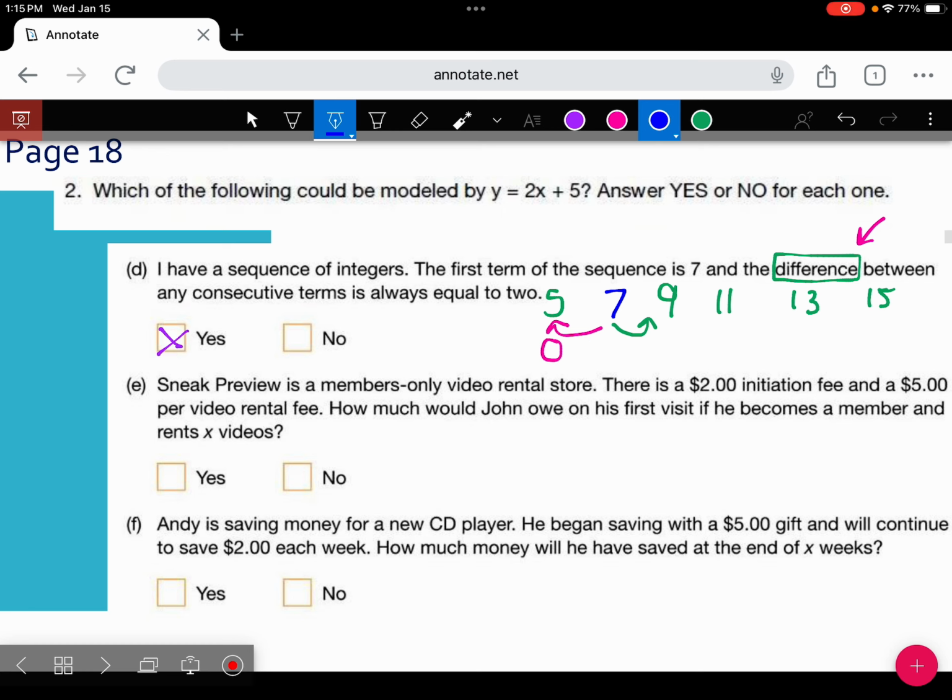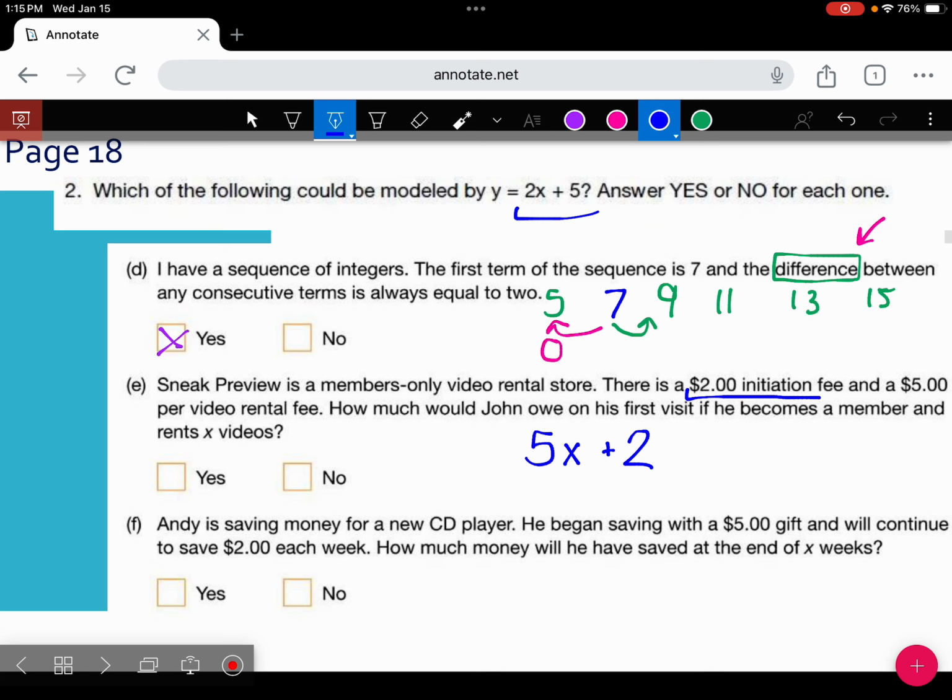How much would he pay? He would pay $5 every video, right? So it would be our 5x. So if he gets 2 movies, it's $10. If he gets 3 movies, it's $15. And he also has to pay that starter fee. So he's also paying the $2.